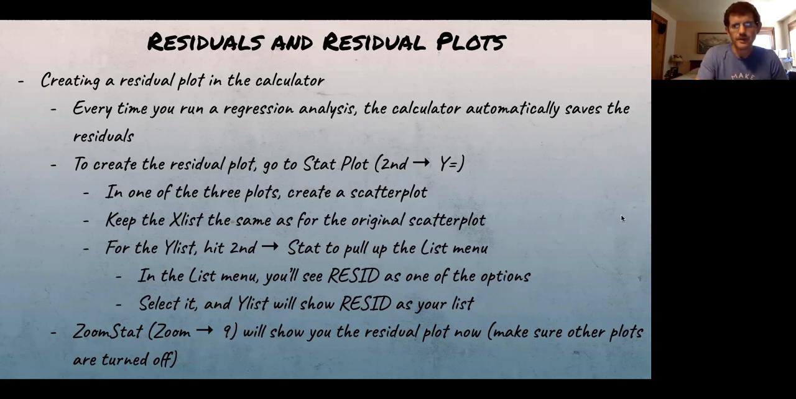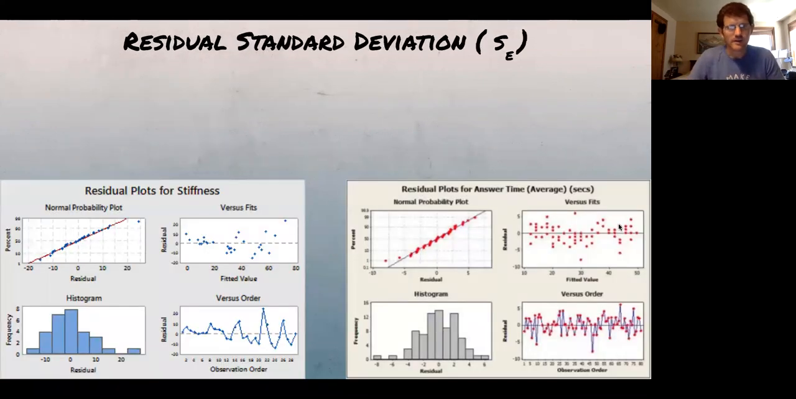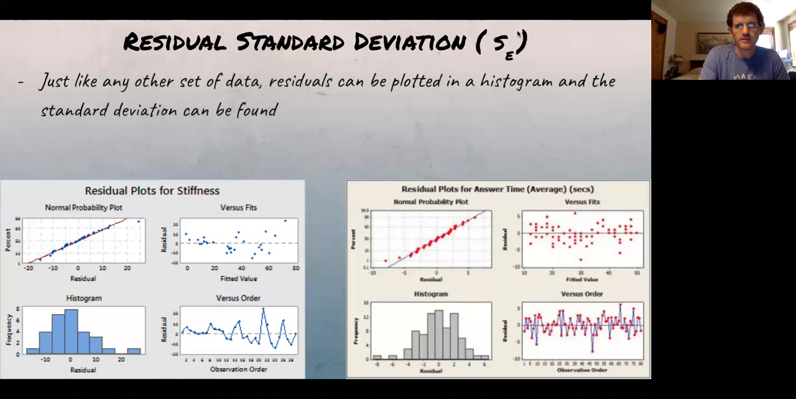Okay, I'm not going to spend too much time on this. If you have questions on calculator stuff, we can clarify that later. But again, the instructions are right here. So that's all dealing with residual plots. And now we're going to talk about this particular concept, residual standard deviation. They call it S sub E. I think E for error. I don't know if that's exactly what it comes from, but S sub E is your residual standard deviation.